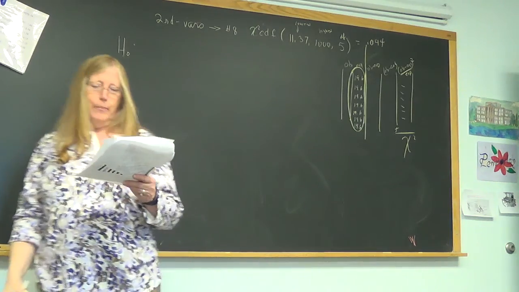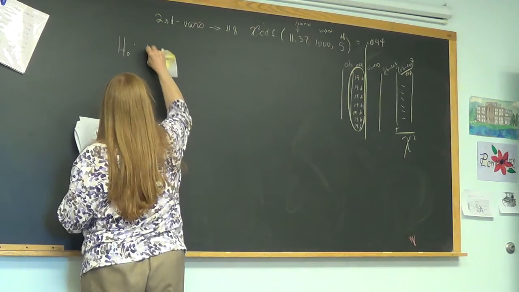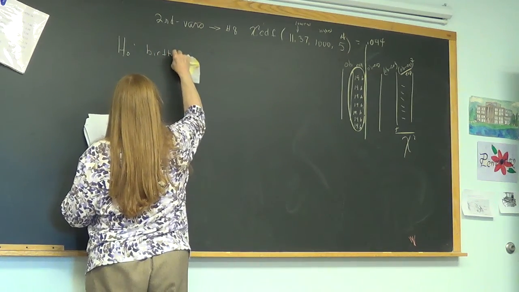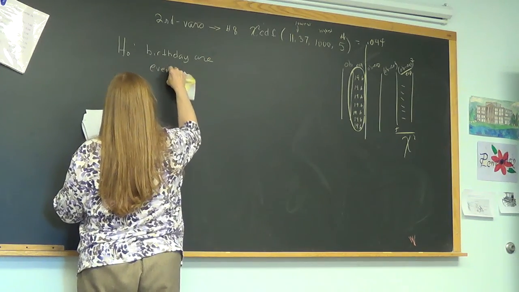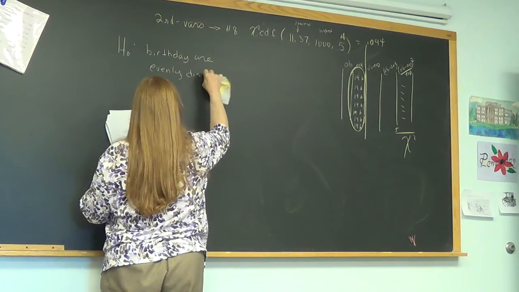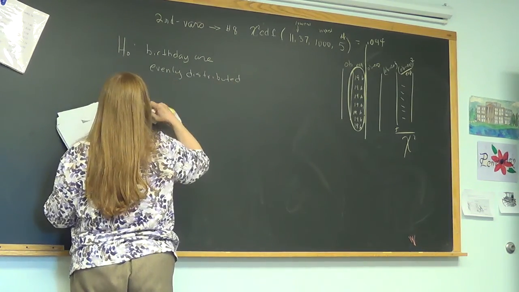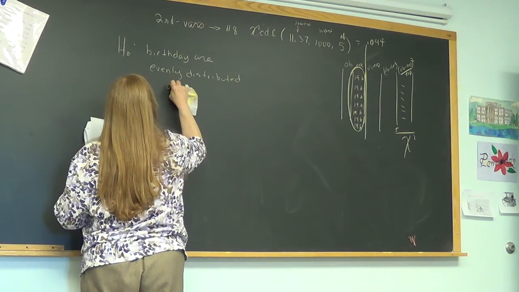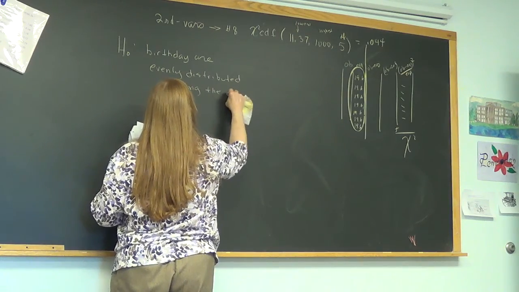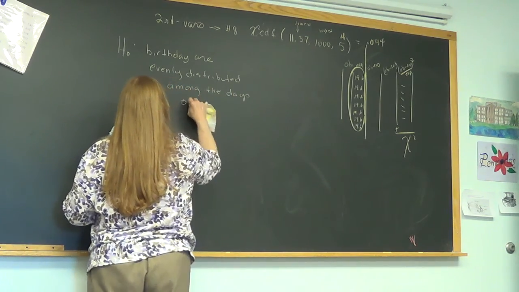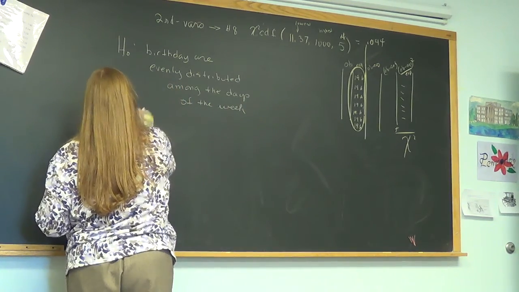Not exactly the claims of the company, no company making babies. How about this? Birthdays are evenly distributed, or equal in proportion for each day. Birthdays are evenly distributed among the days of the week. We're trying to say it's the same number all across.